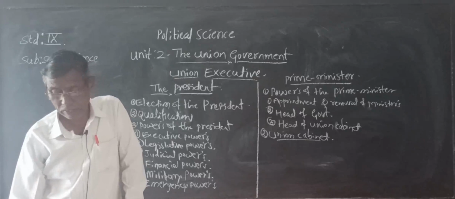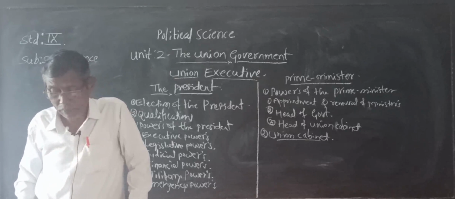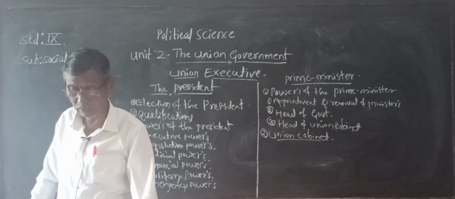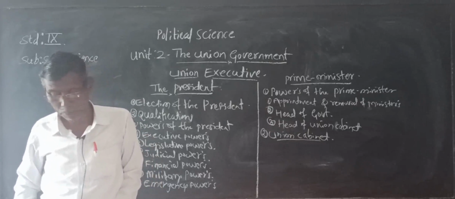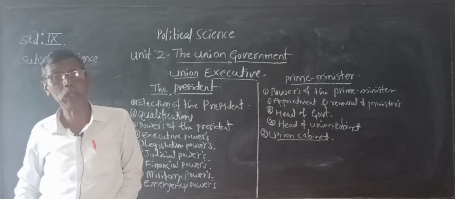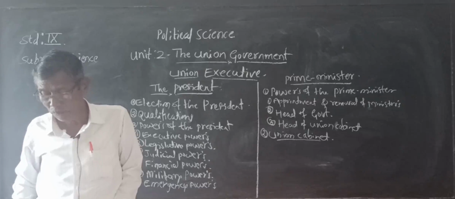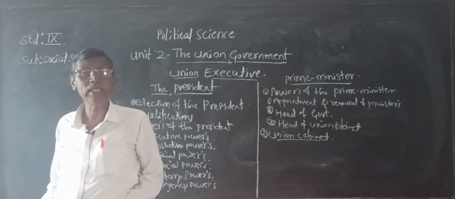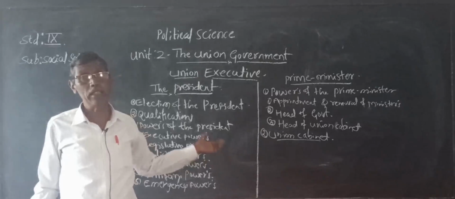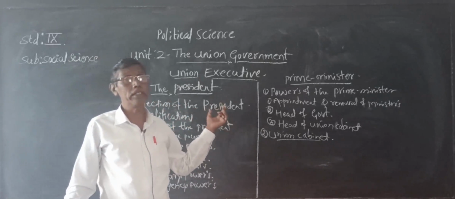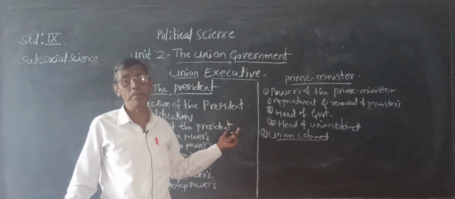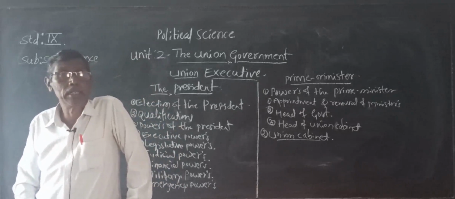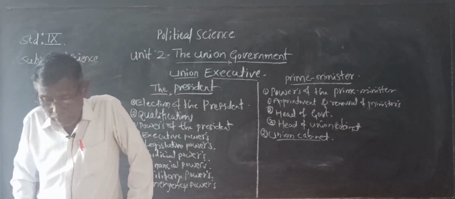Now his military powers. The President is Commander-in-Chief of all the 3 armed forces. He appoints the Chief of the Army, the Chief of the Navy, and the Chief of the Air Force, on the recommendations of the Union Cabinet. He appoints the heads of the 3 wings, the Army, Navy and Air Force, only on the advice of the Prime Minister and the Council of Ministers.